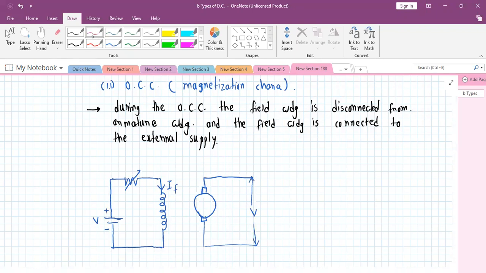Now here the EMF is produced. The resistance of the armature winding is RA, and the resistance of the field winding is RF. So this is your field winding, this is your armature winding. Why are the terminals open? Whatever EMF is induced, we call it E0. The terminals are open because it is open circuit, so no load is connected. Now, how to draw the characteristics for this?